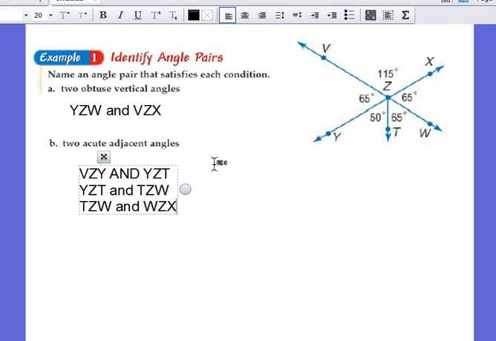Again, what's adjacent mean? That they share a vertex and they share a side. And like I said again, if they share the side, which is the ray, that means that they share the vertex as well. Alright, and here remember you needed two, so I gave you guys three. This is also in the book, but I'm just explaining it to you.